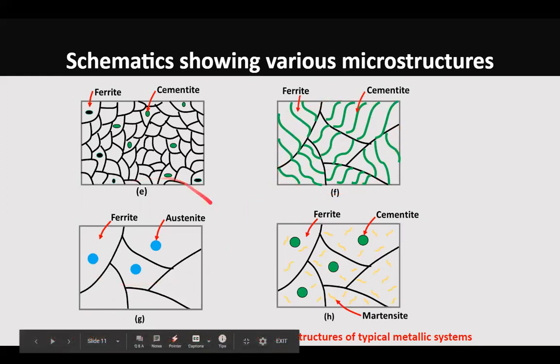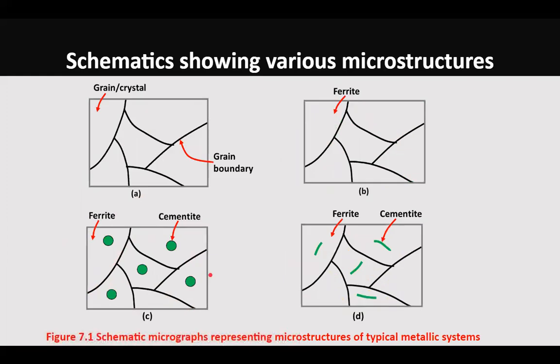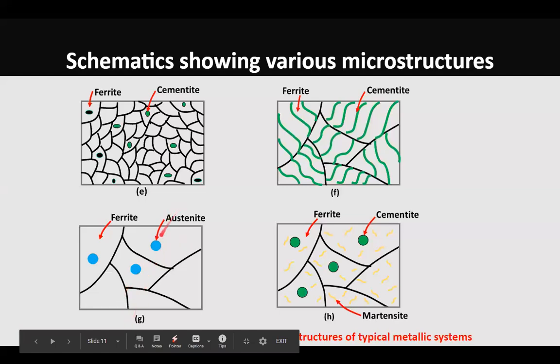Then you have another, you see the difference between this microstructure and the microstructure that was shown as, say, C. In this slide, the secondary phase was cementite, but in this diagram G, the secondary phase is austenite. So the type of phase has changed. So the microstructure has completely changed.